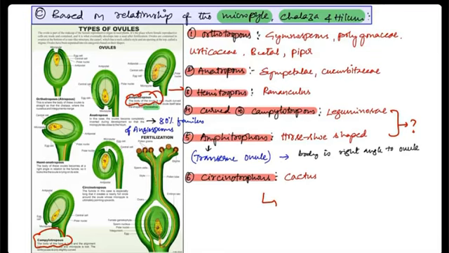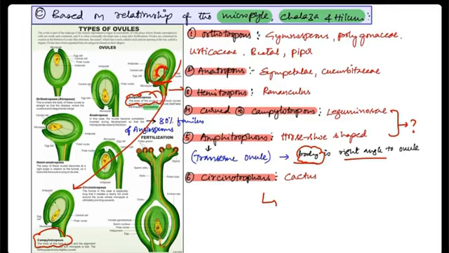So, to explain it more clearly, the body of this embryo sac will be bent at 90 degrees to the ovule. If this is the ovule, due to the horseshoe shape, it will be exactly 90 degrees to the base. So this is the difference between campylotropous and amphitropous. I hope this is clear.